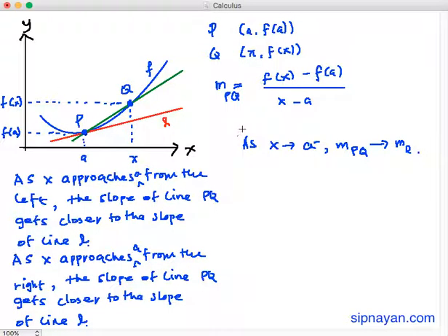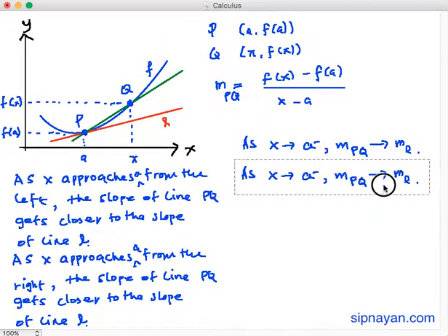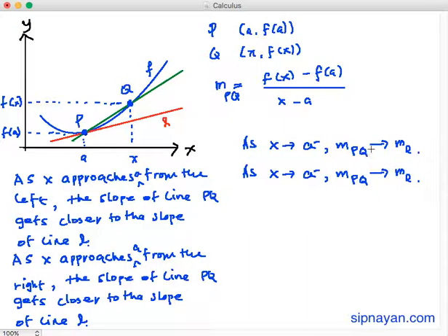And of course, so ulitin natin, as x approaches A from the left, the slope of PQ approaches the slope of line L. Dito naman, as x approaches a from the right, plus naman pag from the right, papunta dito. Galing sa right, no? So, galing dito papunta dito sa a. From the left, galing dito papunta sa a. No? So, the slope of PQ is also getting closer to the slope of line L.